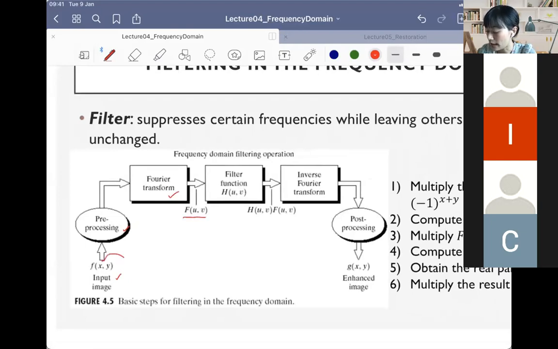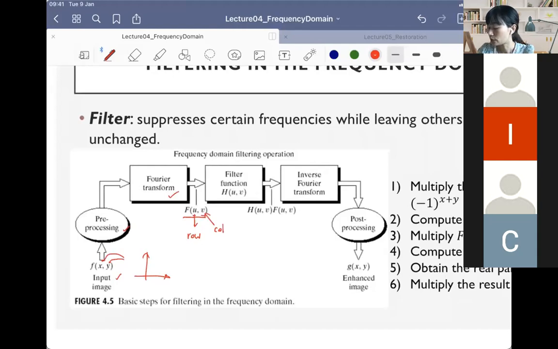And x and y are the spatial coordinates, the pixel location. But for u and v, it's actually the frequency: u is sort of the frequency in the row direction, and v is the frequency in the columns or vertical direction.